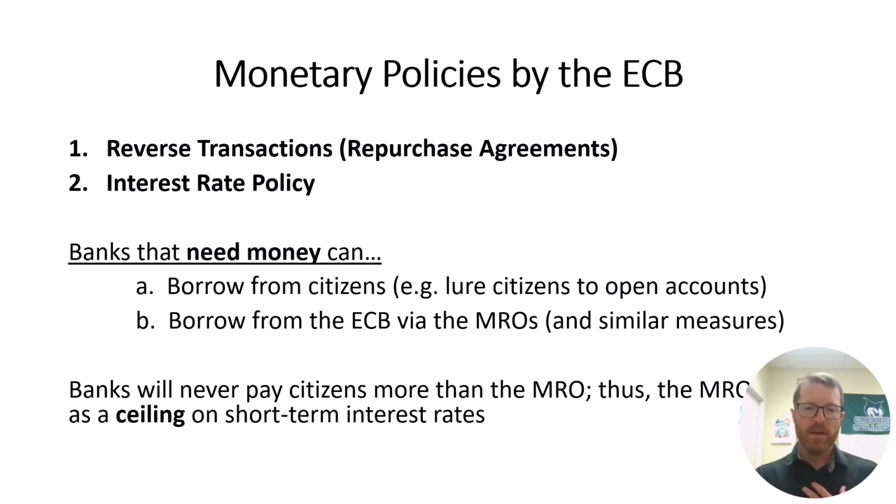If I'm a bank and I need to borrow money, I could, one, borrow from citizens by luring people to come and open up checking accounts or savings accounts or whatever. Or I could, two, borrow money from the European Central Bank. So if I know the European Central Bank is charging 2%, I'm not going to give my citizens more than 2% when they come into my bank. So by doing these MROs, the European Central Bank has a really strong control on interest rates. Namely, it's created a ceiling on short-term interest rates in the economy.